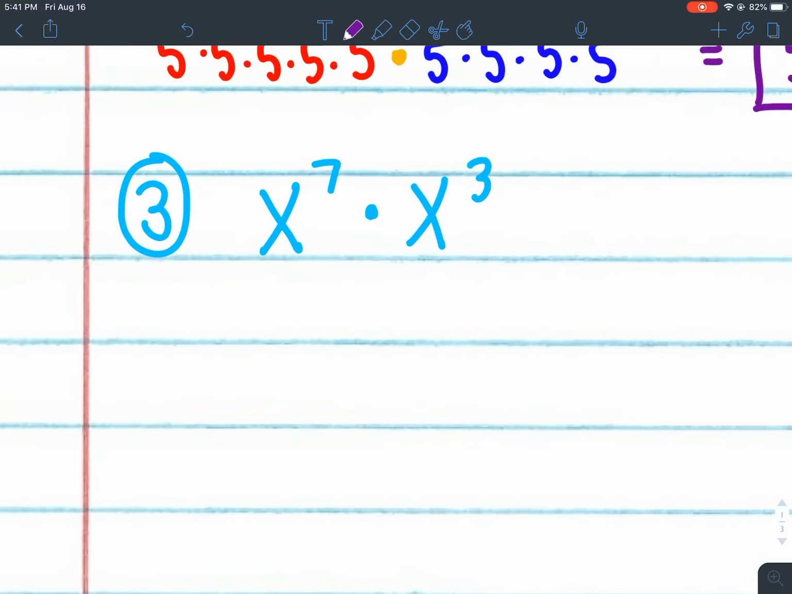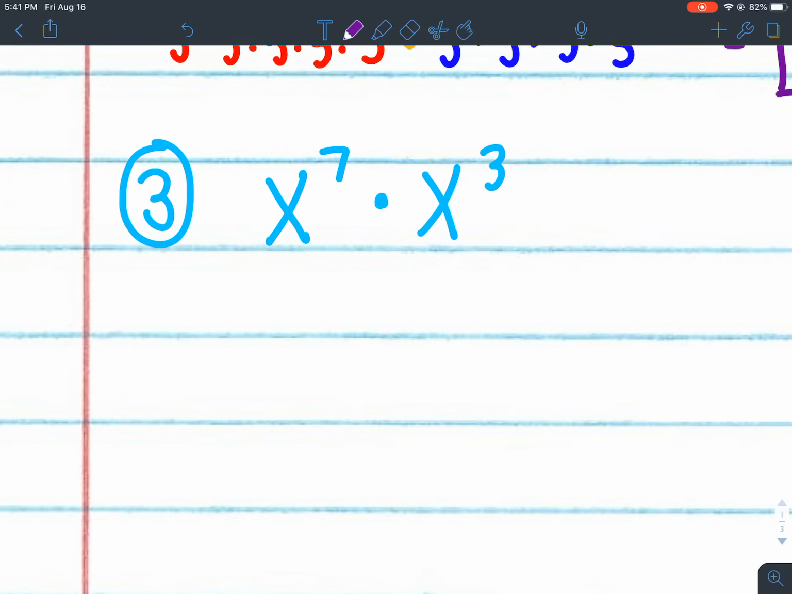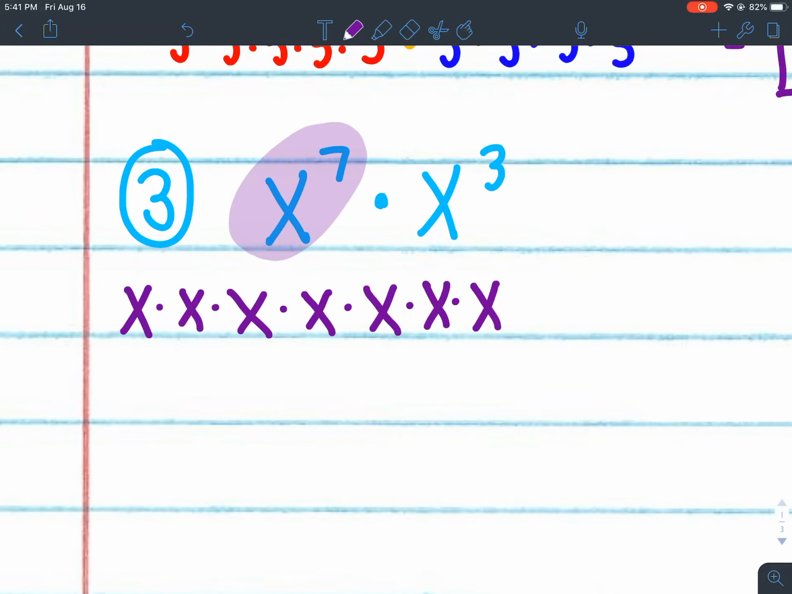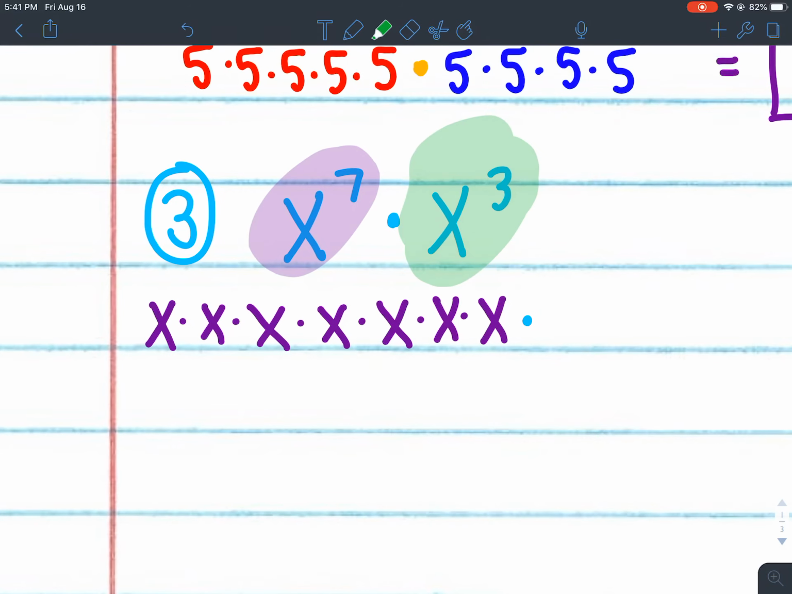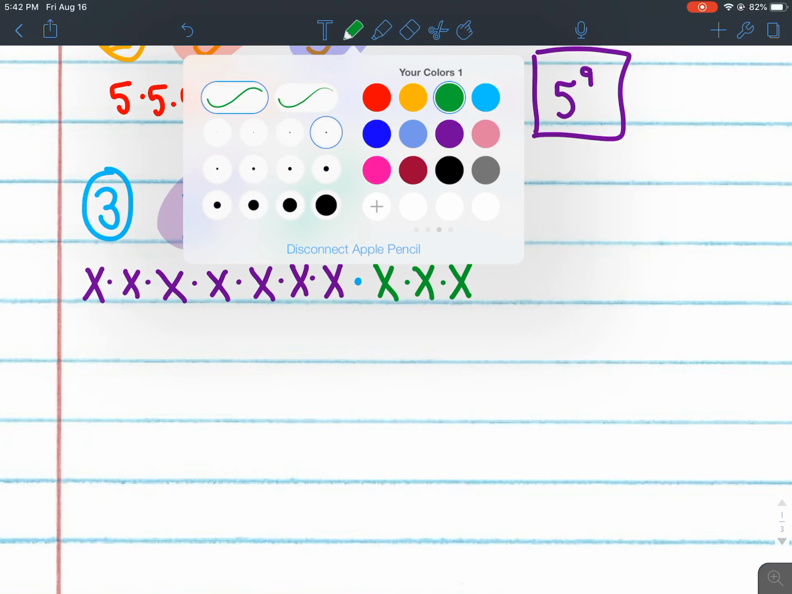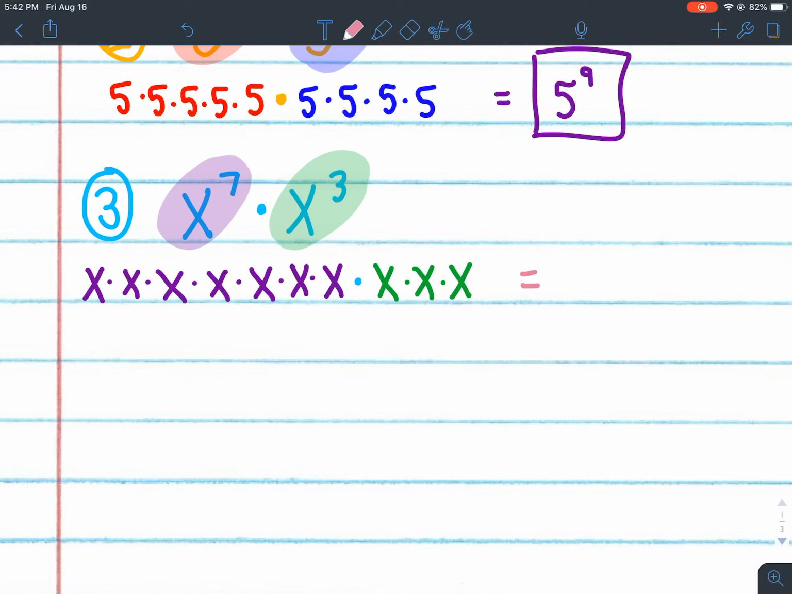Okay, so if I have x to the 7th, that means I have x times itself 7 times. So I have x times x times x. That's probably annoying if I keep saying it, so I'm going to go ahead and stop. I'm not going to say it out loud too much. Okay, so I have 7 of those x's, and then I have x to the 3rd power, and that's going to be x times itself 3 times. So if you were to count up all of these x's, how many x's do I have in total? I have 10 x's, so I have x to the 10th power.